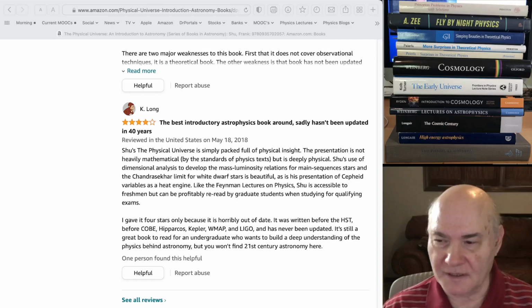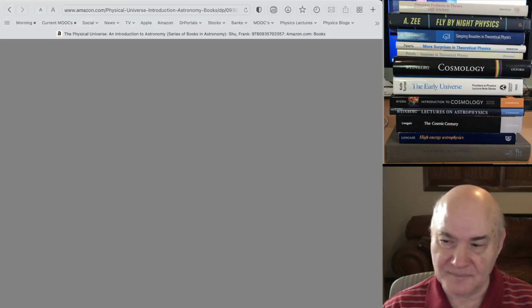Nothing else I can say, except that this book is amazing. It goes all the way in and out, from the Earth to the Sun to the universe, and then back. But it's not current.